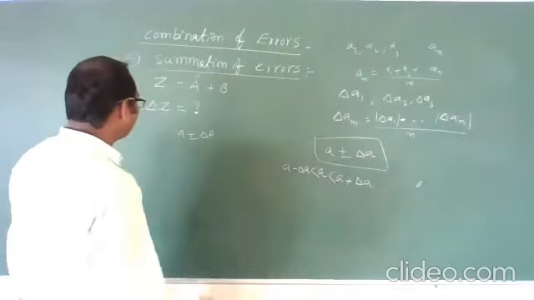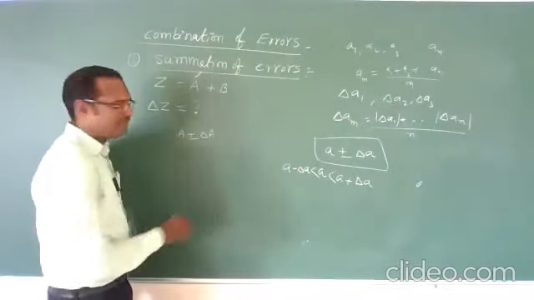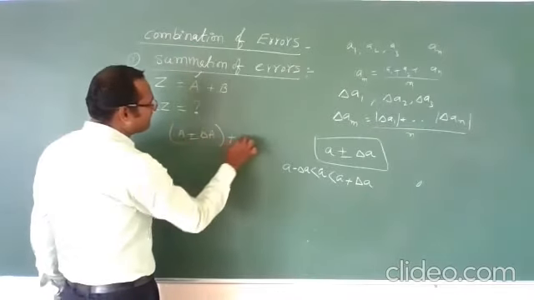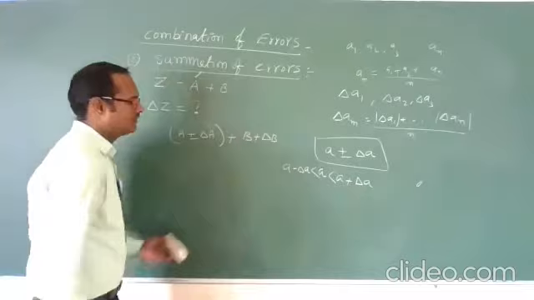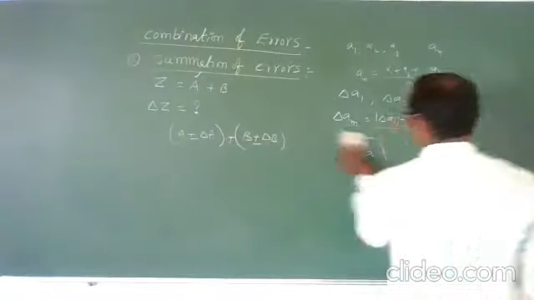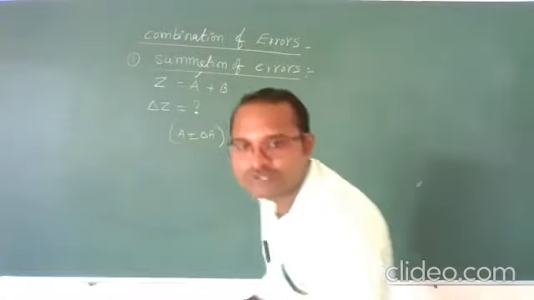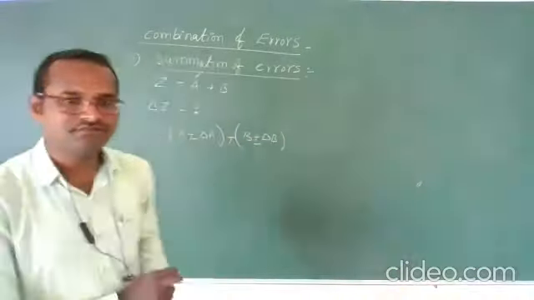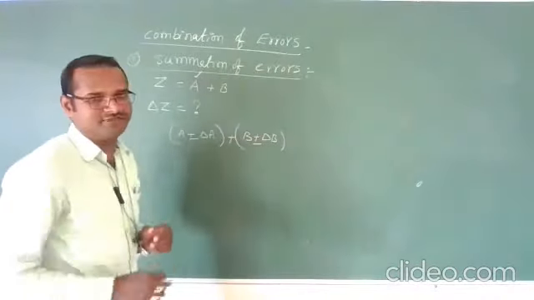Now, this A value will be A plus or minus delta A, and the B value also will become B plus or minus delta B. So these two readings I have written as A plus or minus delta A, total number. Some students are saying they have not understood, sir. Okay, so I'll explain one more time.